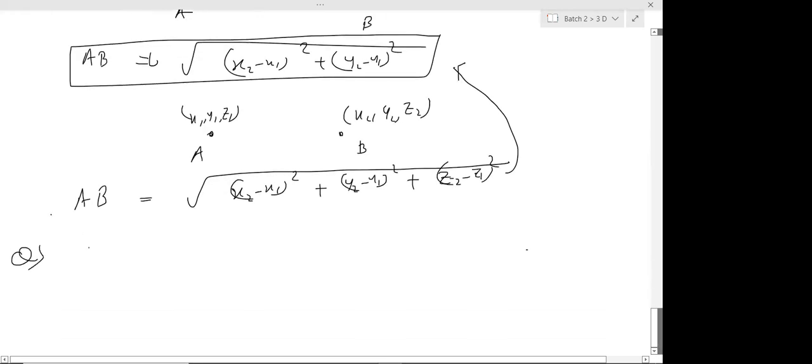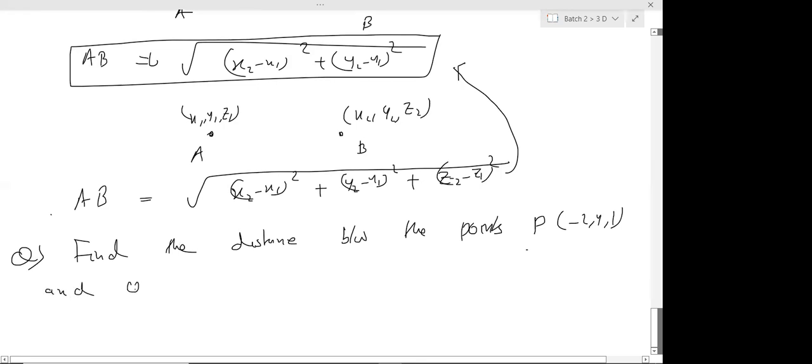Solve this question. Find the distance between the points P(-2, 4, 1) and Q(1, 2, -5). Let's solve this question. I'll give it 2 minutes. Very easy question.